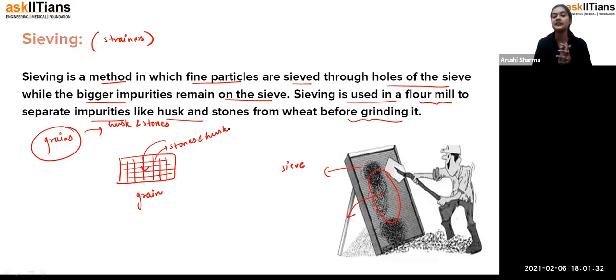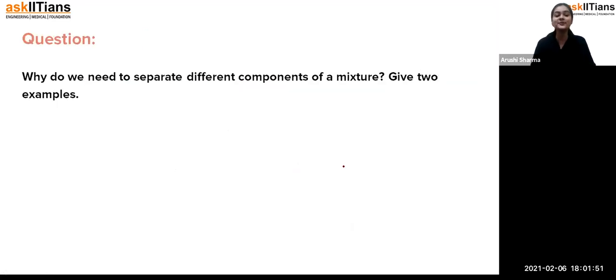So the sieving method is used at that point, students. In that technique, we use a sieve so that the fine particles will fall down and the unwanted particles will remain over it, and that's how we can separate them out. So this is the sieving process, students. Okay, now we have a question.